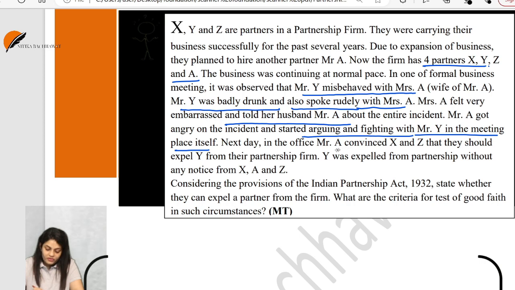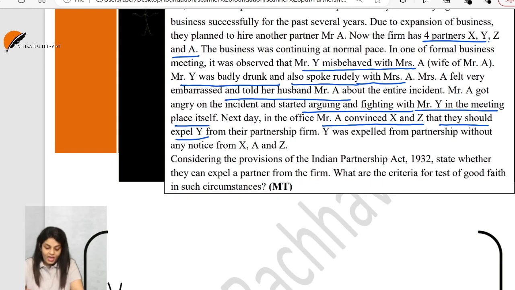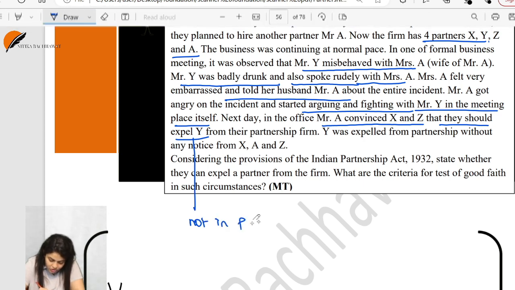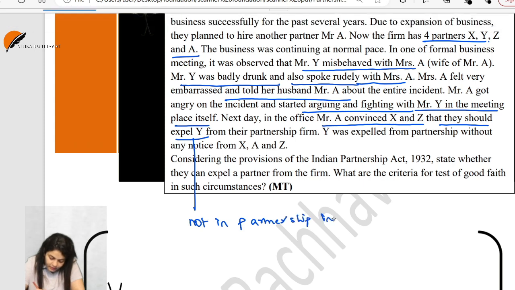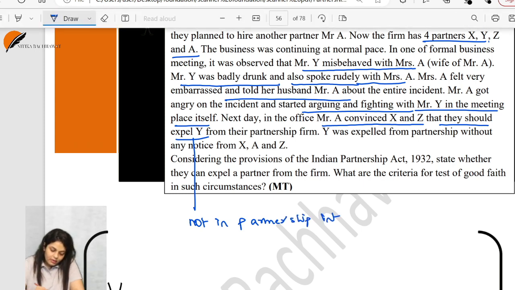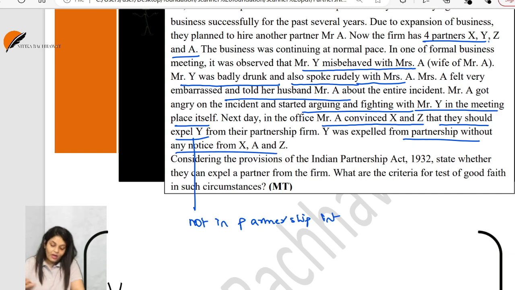The next day in the office, A convinced X and Z that they should expel Y. Well, definitely Mr. A had very much of an interest in the expulsion, but definitely the expulsion was not in the partnership's interest, right? And he was also expelled without any notice.